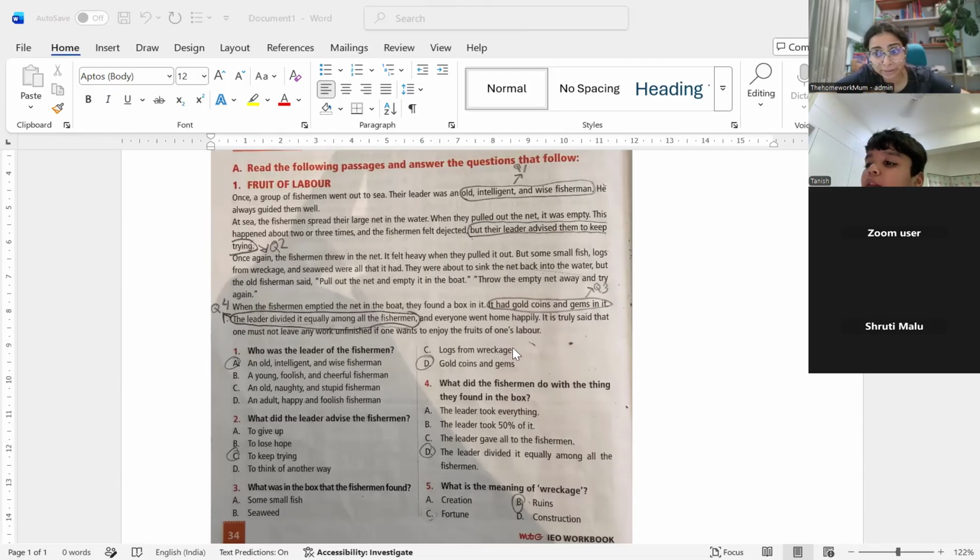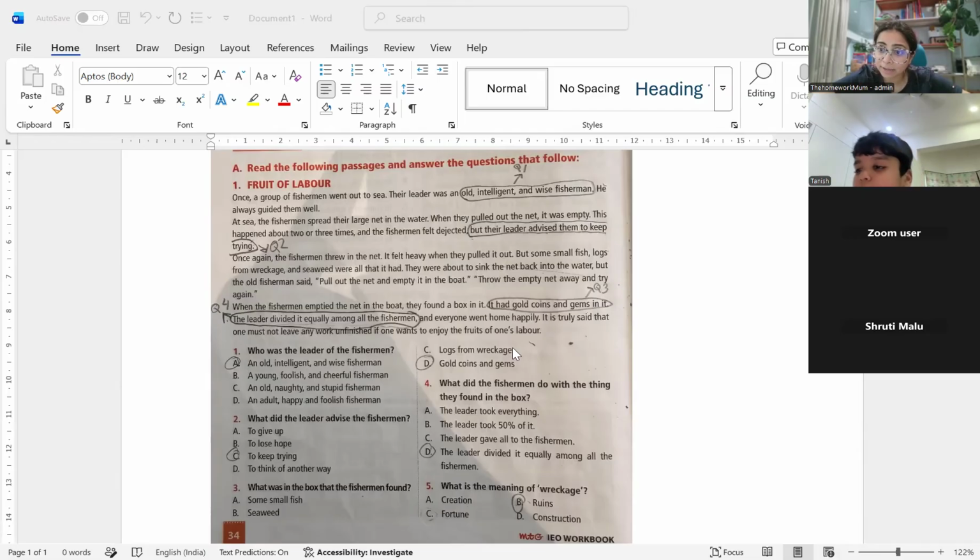But when I read the question carefully, I found the keyword. Oh, it was asking about the box. So chances are that you have misinterpreted the question and should read it again. Okay? Now, what is the meaning of the word wreckage?